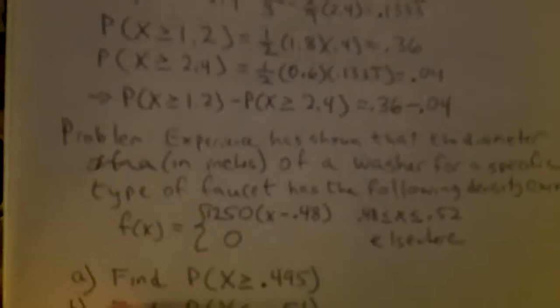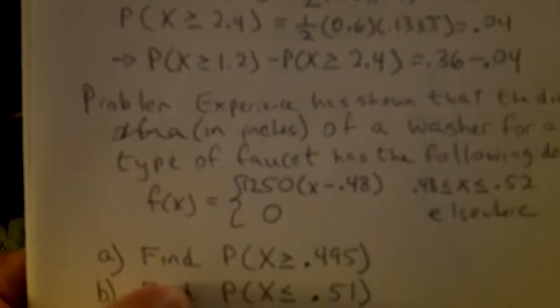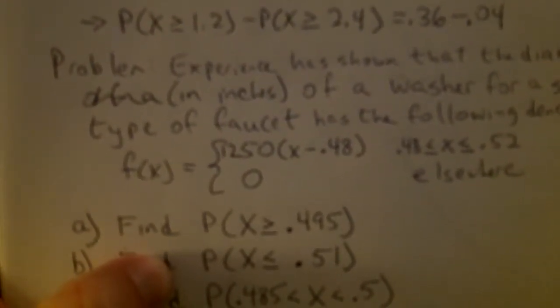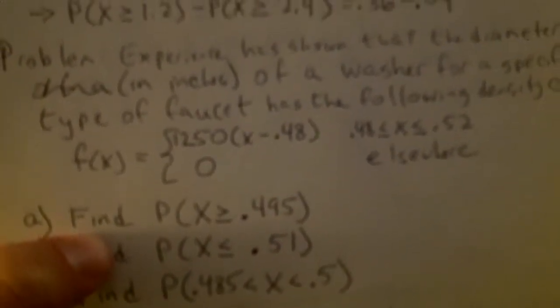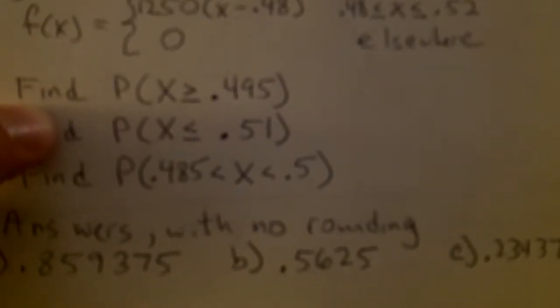Okay, now one more here. I've given you a problem that I've asked you to do. So the function there has given you the triangle to draw, and then the domain here is from 0.48 to 0.52, and I've asked you to find those three probabilities right there.